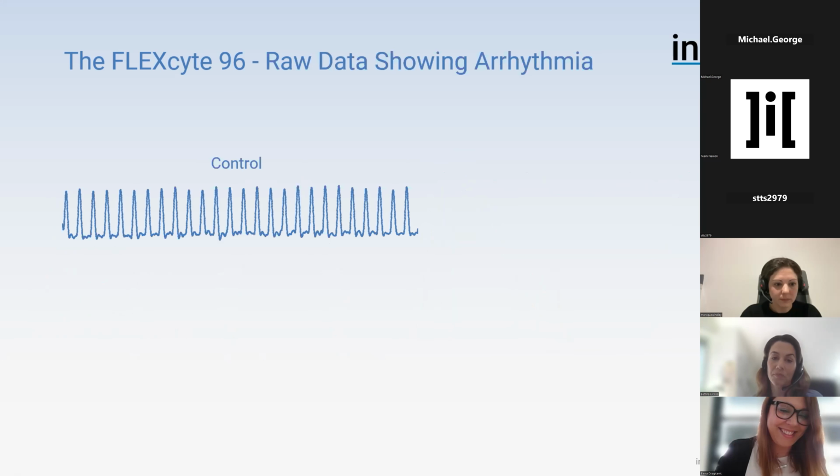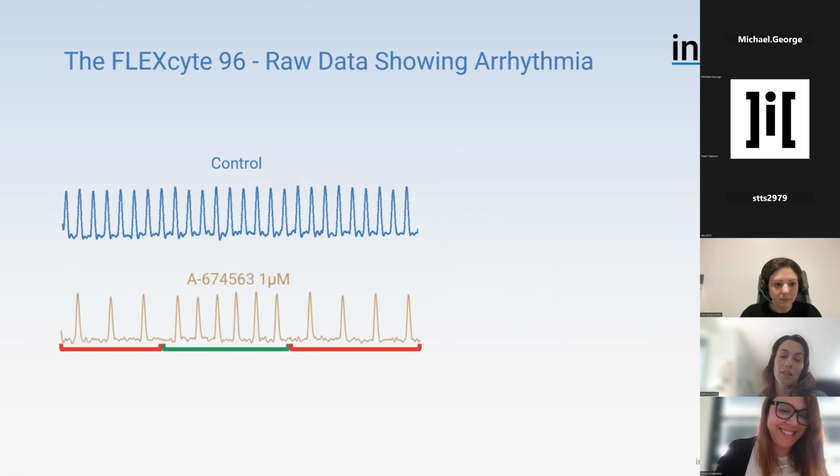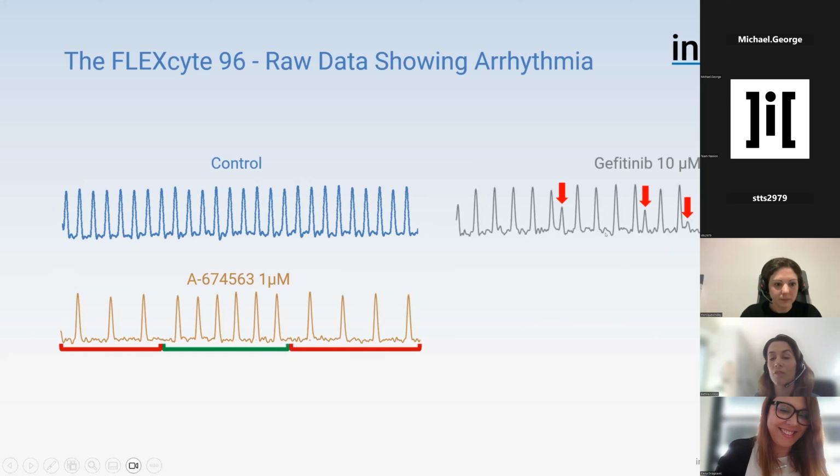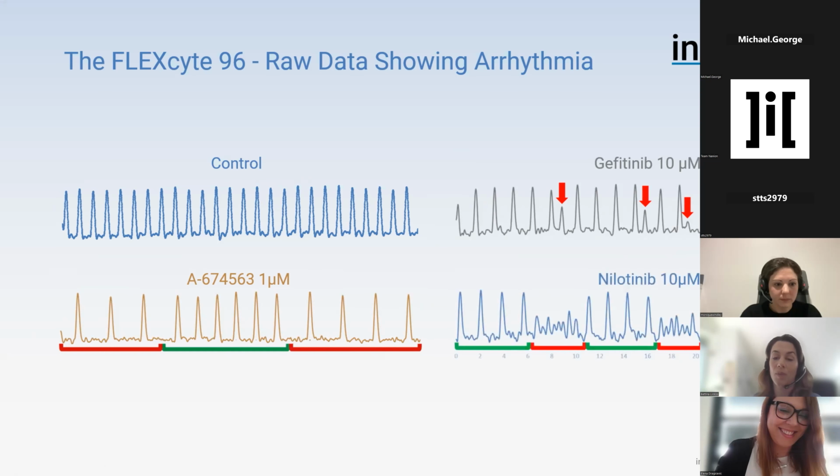I always love looking at the raw data as well, because it just shows you the arrhythmia so nicely. So here we just have a simple control condition of one sweep, so basically a measurement of 30 seconds. And once you apply compounds that have an effect on the contractility, you see that we can see beat rate variations, like highlighted in red here. We can see the earlier mentioned early after contractions happening, highlighted here with the red arrows, as well as proper arrhythmia events highlighted with the red arrows down here, when, for example, nilotinib is applied to the cells.